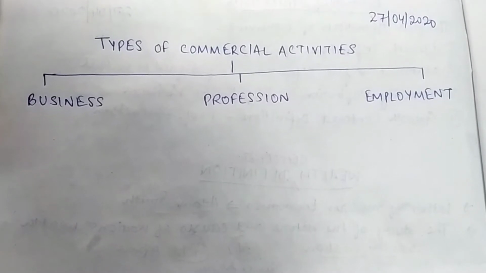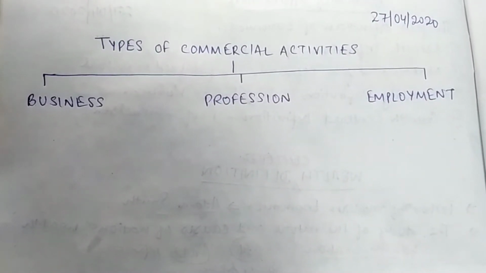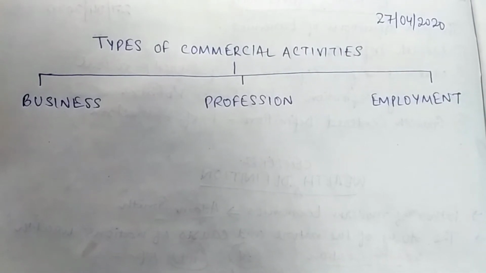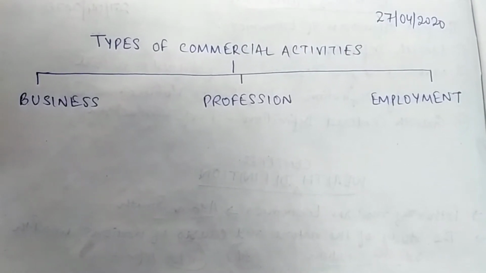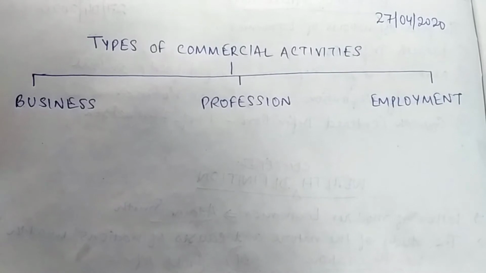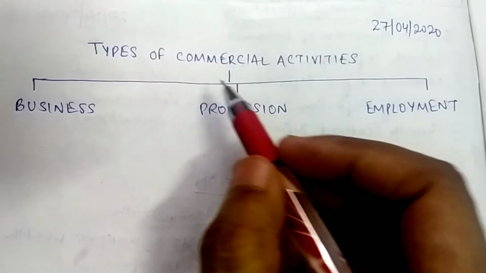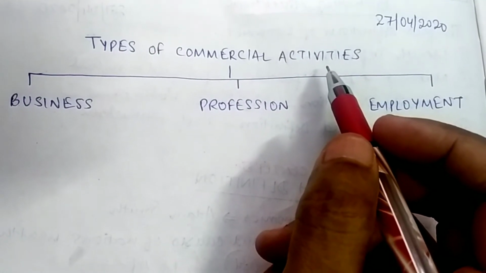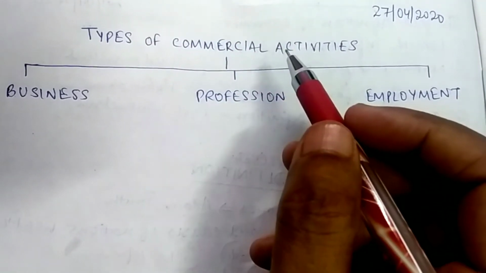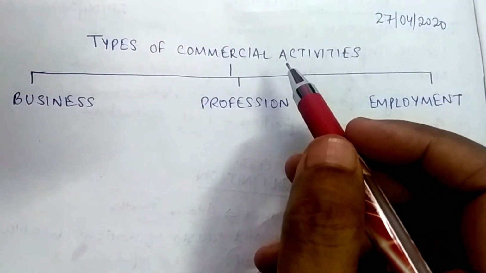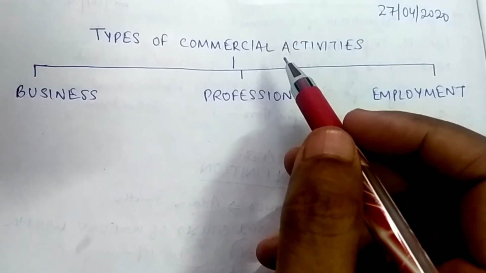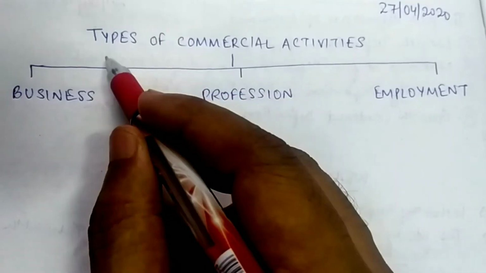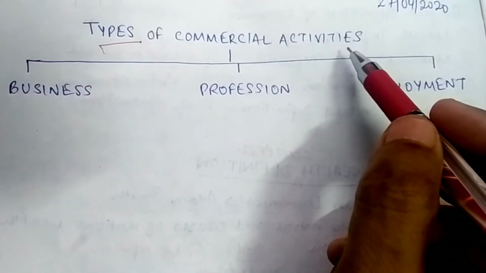Good morning, students. So now we will continue our first chapter, commercial and non-commercial activities. Since we all are familiar with this term commercial activities, and I have also explained to you the meaning of non-commercial activity, both are part of human activities, correct? So today we will move on to the types of commercial activities.